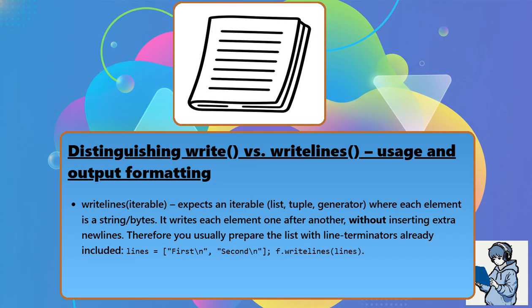writelines expects an iterable such as a list, tuple, or generator where each element is a string or bytes. It writes each element one after another without inserting extra newlines. Therefore, you usually prepare the list with line terminators already included. For example, lines = ['first\n', 'second\n'], then f.writelines(lines).